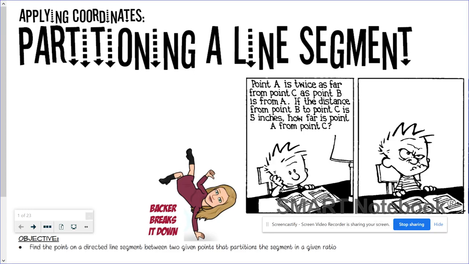In this lesson, we are going to partition a line segment. So we're going to find the point on a directed line segment between two given points that partitions the segment into a given ratio.